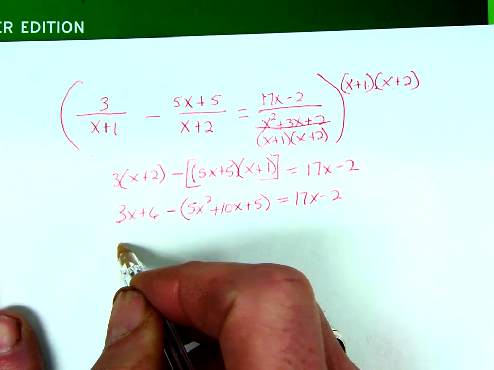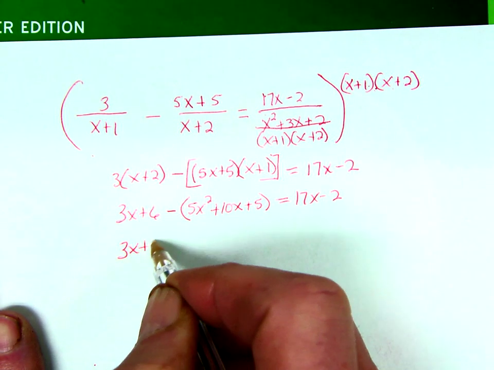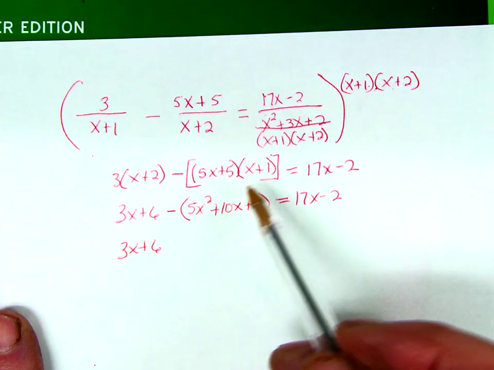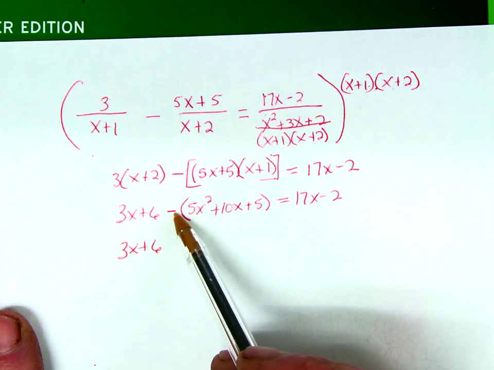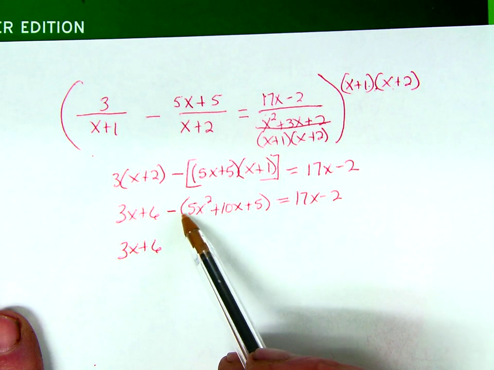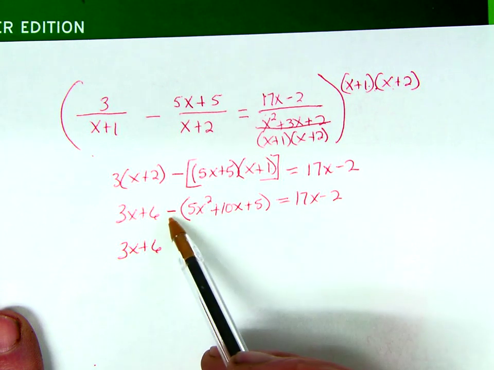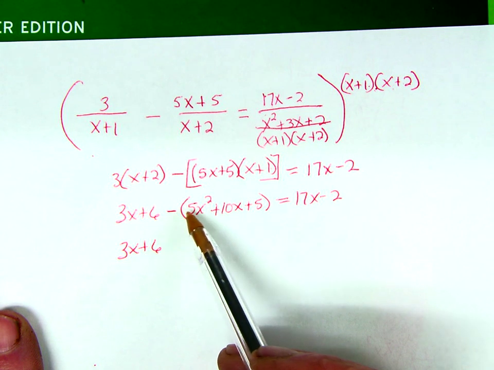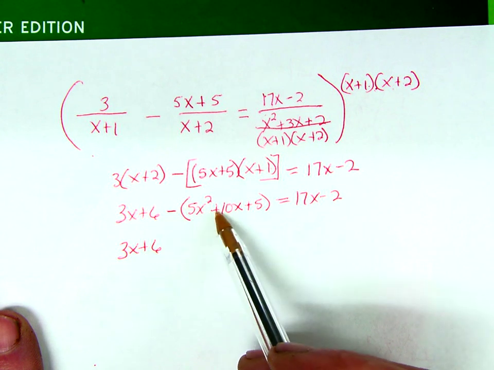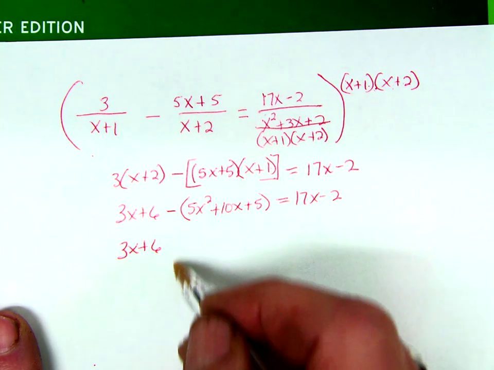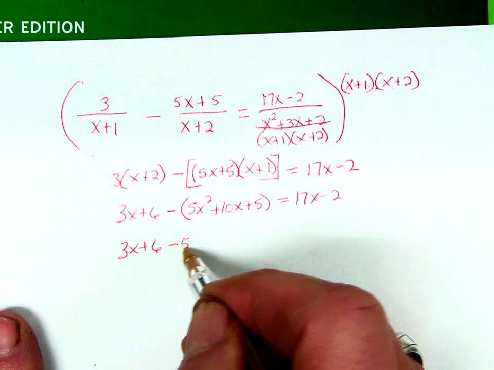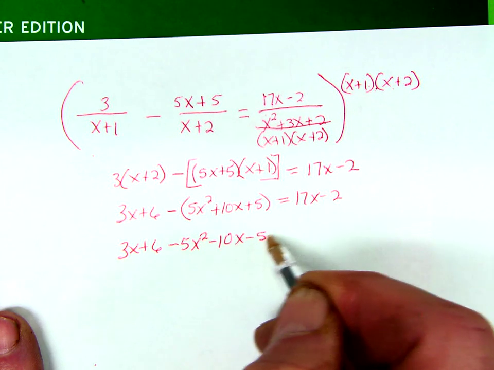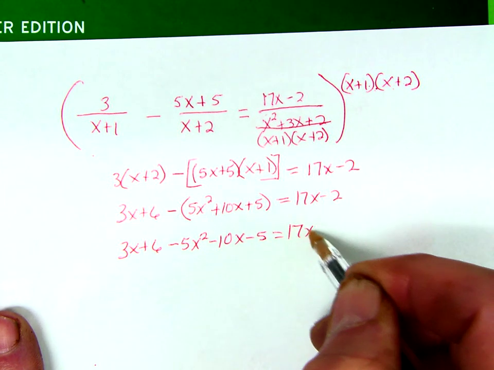Right. So 3x plus 6, still locked in with these parentheses here because of this minus sign. If this were a plus sign, we could just get rid of the parentheses, but it's a minus sign. So we're going to drop the parentheses, change this to minus, this to minus, this to minus. Minus 5x squared minus 10x minus 5 equals 17x minus 2.